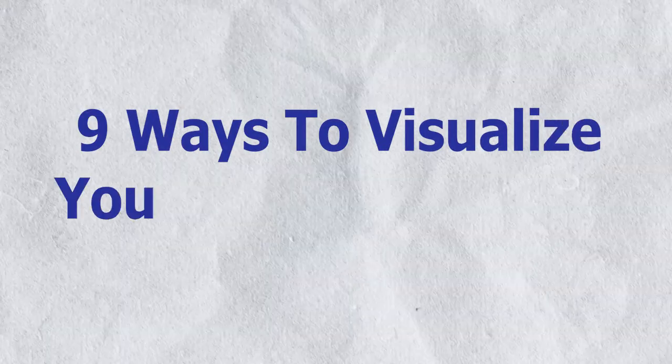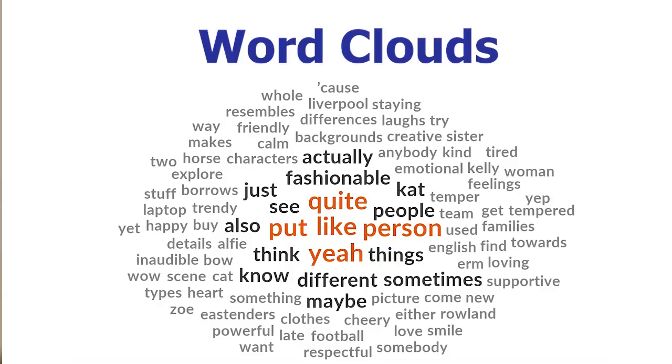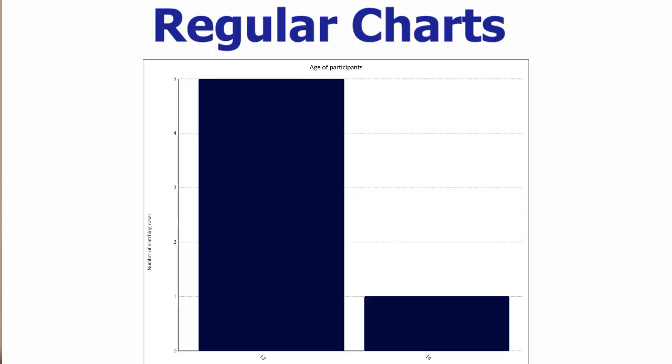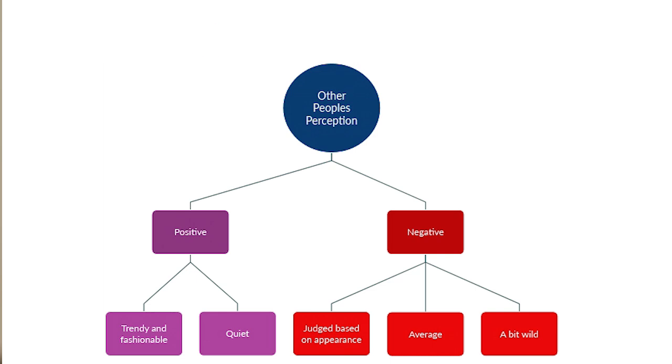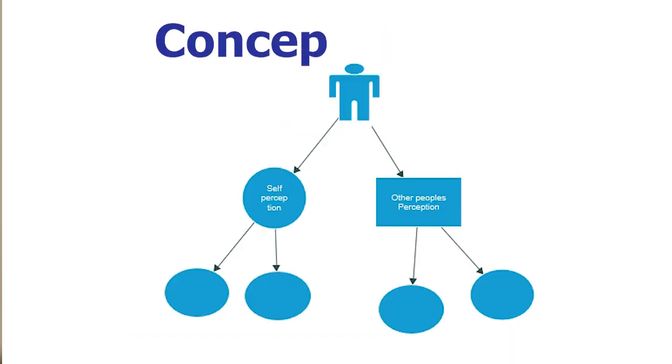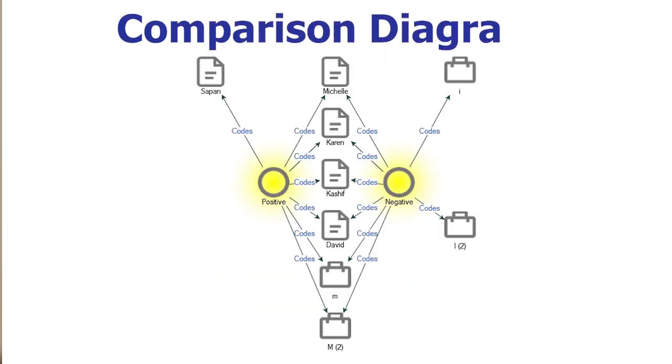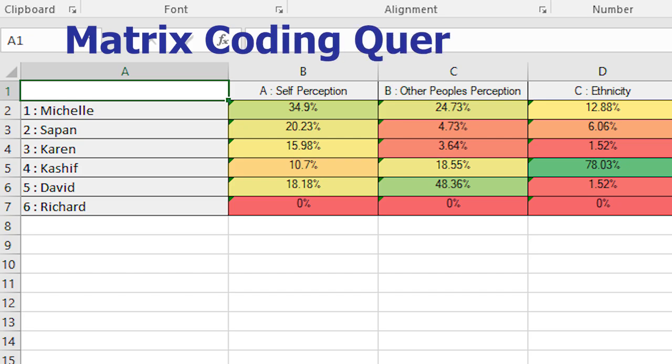In this video, I will show you 9 ways you can visualize your data in NVivo 14 to come up with visually pleasing reports. We are going to create 1 word clouds, 2 regular charts, 3 hierarchy charts, 4 tables that can be turned into bar charts, 5 project maps, 6 mind maps, 7 concept maps, 8 comparison diagrams, and 9 matrix coding query tables.